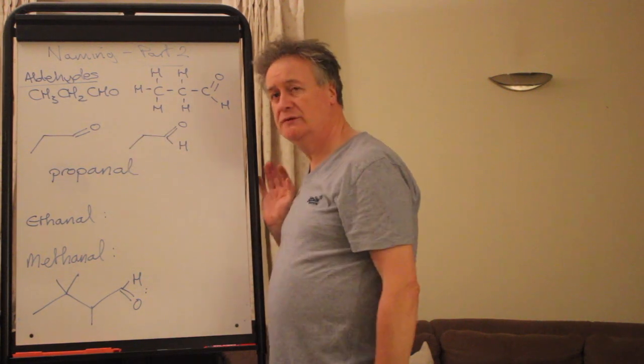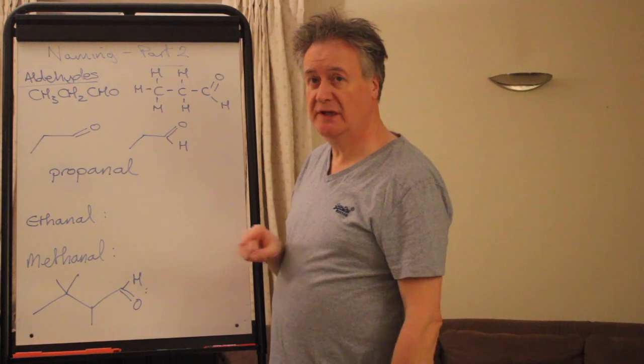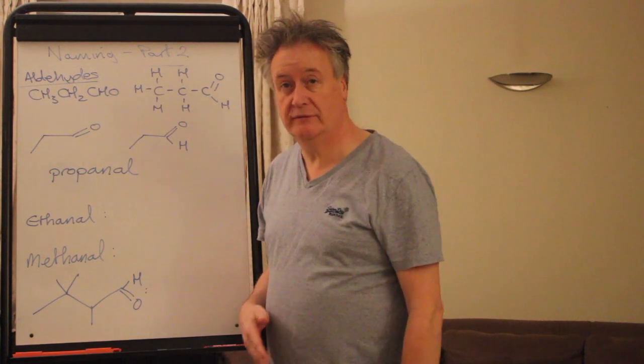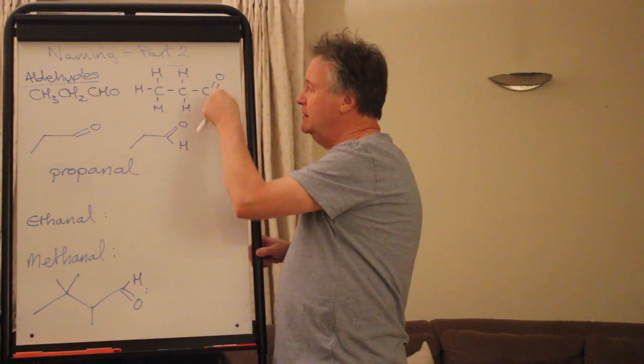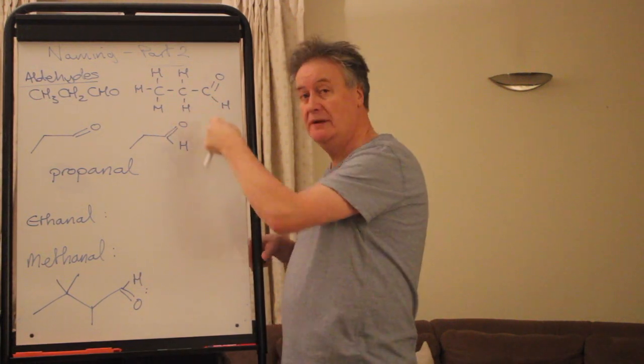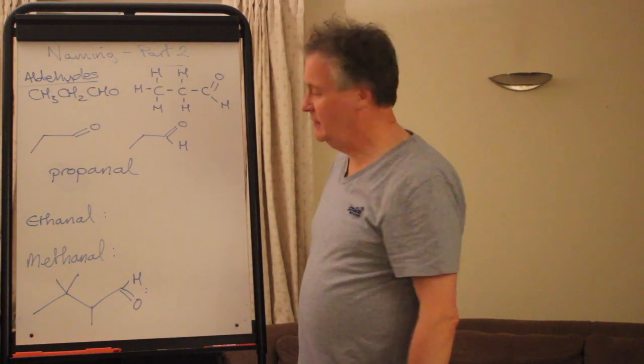There's the structural formula, CHO you write for that, not COH. If you write COH, people will think you've written an alcohol. We don't want that. So there's the displayed formula with the carbonyl terminal, it's on the end of the molecule, with the hydrogen next to it.